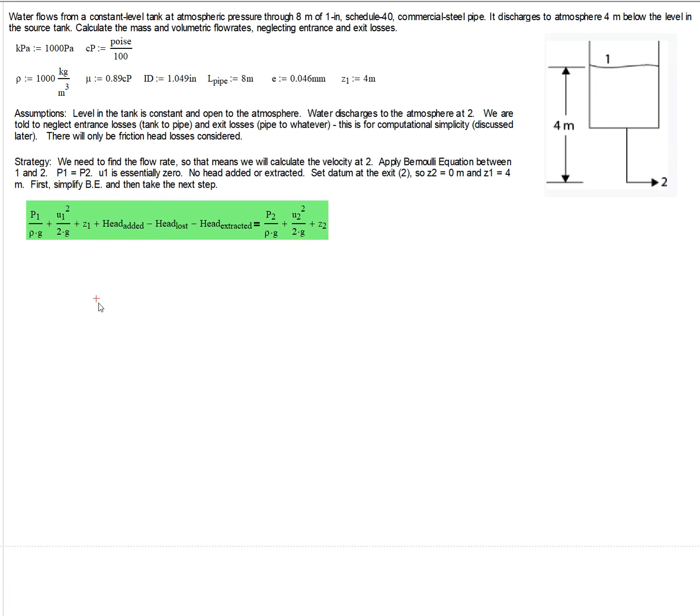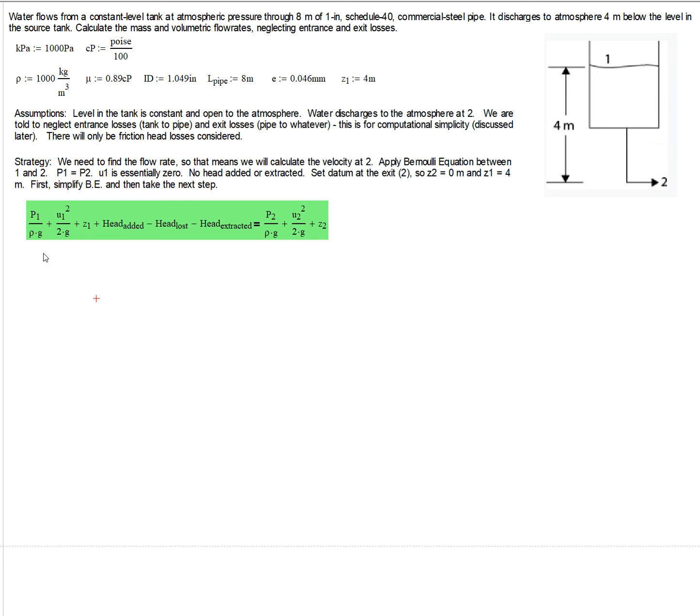So we look at our general form of the Bernoulli equation applied at position 1 and 2. We can start crossing out terms. Number 1, there's no head added, right? There's no pump in this system between 1 and 2. There's no head extracted, so this term goes to 0. Our pressure terms, P1 and P2, are atmospheric pressure. They're the same, and as well the density is constant, so these pressure head terms go to 0.